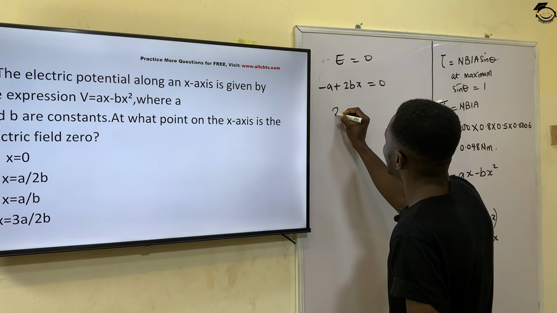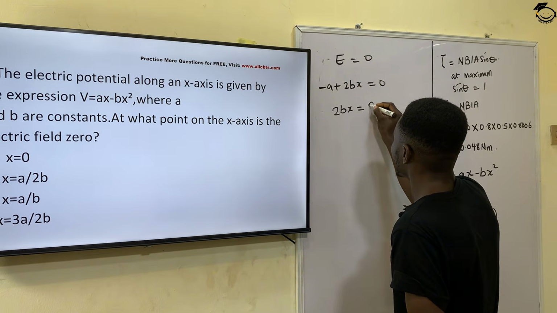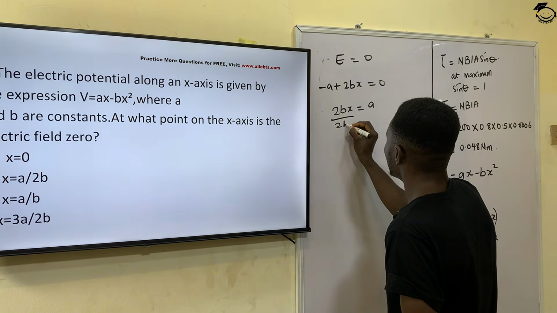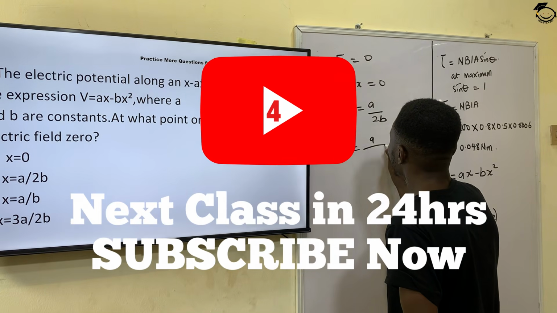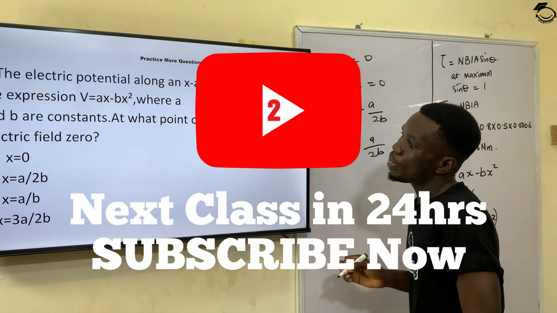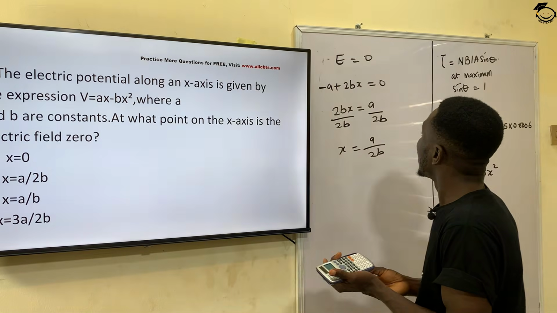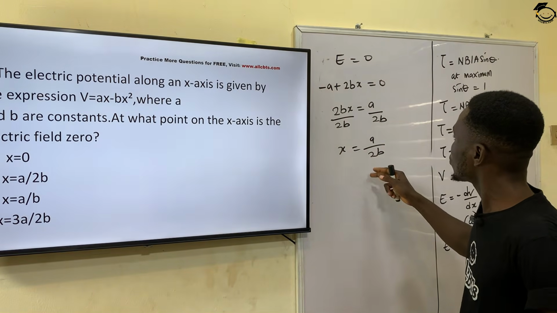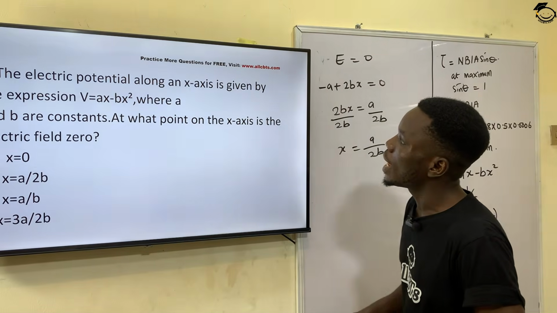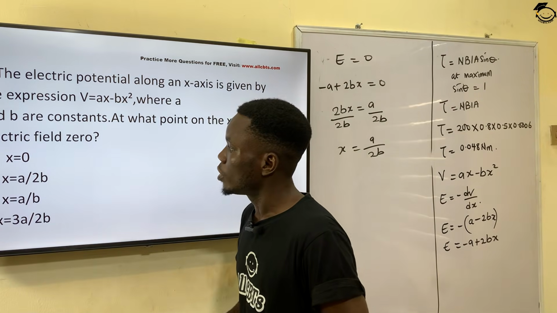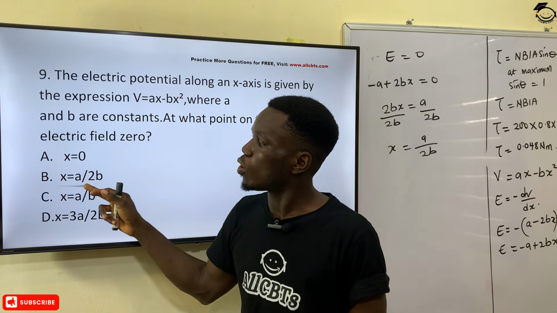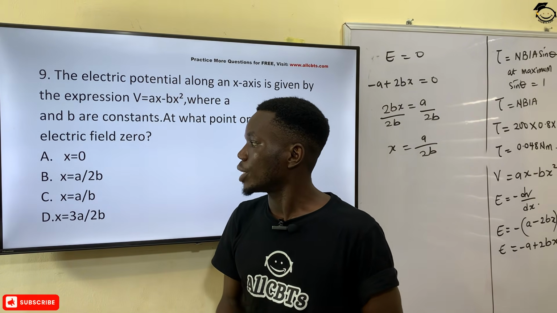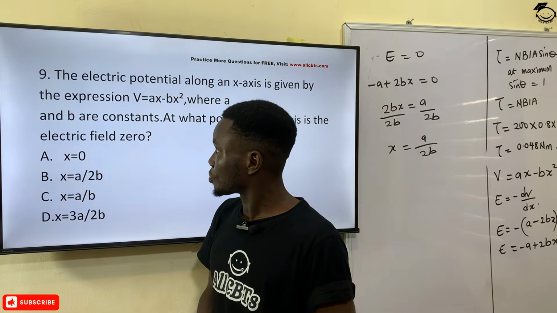This means that 2bx is equal to A. I'll divide both sides by 2b, so x is equal to A over 2b. So at a point where x is equal to A over 2b, my electric field will be equal to 0, and that is option B, which says x is equal to A over 2b.